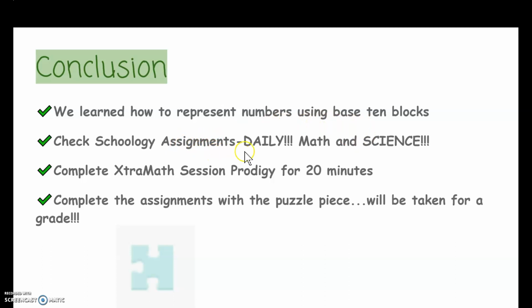Every day I need you to check your Schoology assignments for math and science. Complete your extra math in your session for Prodigy for 20 minutes. Make sure you complete every single assignment with a puzzle piece, because that's the one that you will take for grade, especially your test this week. But I'm going to put major grade.